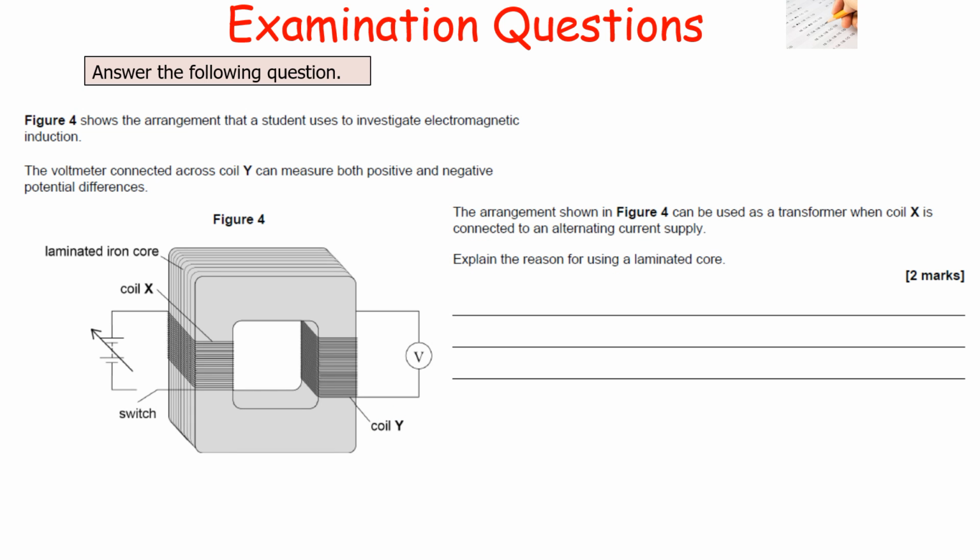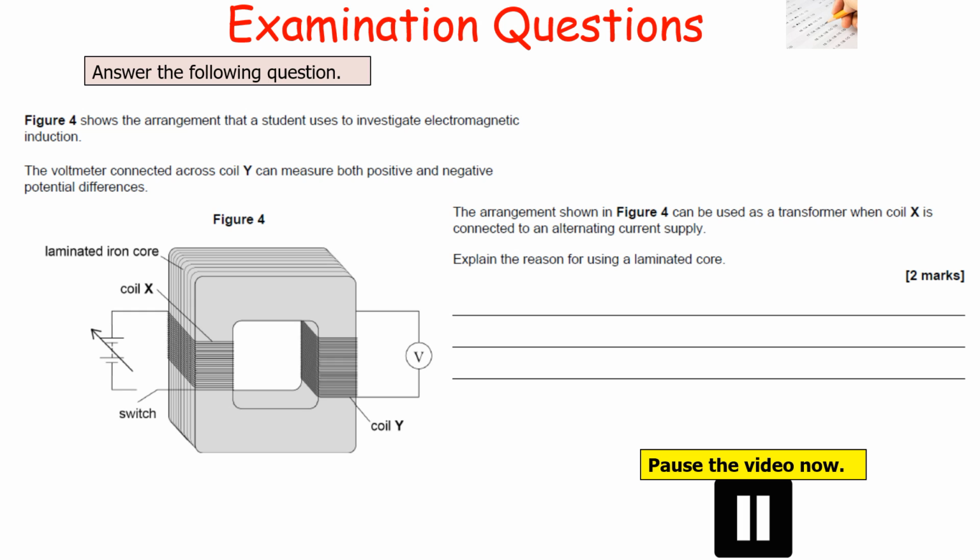The next question says the arrangement shown in figure 4 can be used as a transformer when coil X is connected to an alternating current supply. Explain the reason for using a laminated core. So pause the video now, then unpause the video when you want to go through your answer.